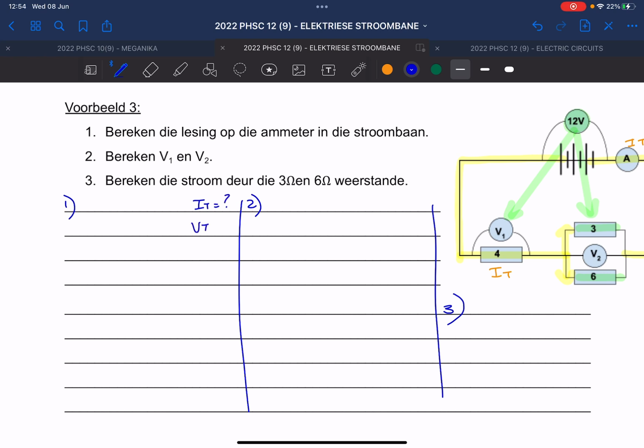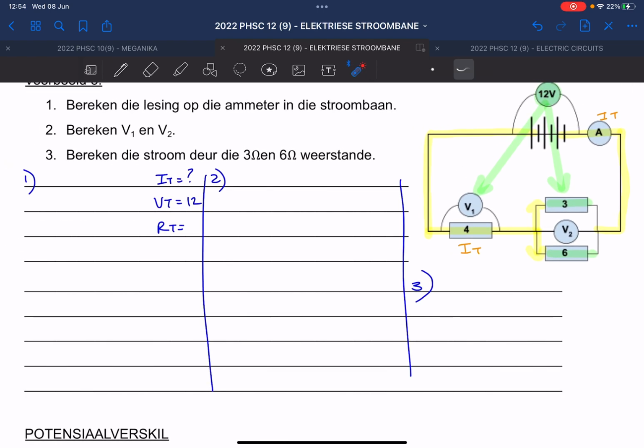For that, we need the total volts and the total resistance. Bruce, wat is die totale volts? 12 volts. And Vanilla, what is the total resistance? Can I just say 4 plus 3 plus 6 gives me 13? Why not? Yes, so we first have to look at the parallel, add them together, and then add that to the series. Okay, so we have 1 over 3 plus 1 over 6. That gives you 3 over 6. Dink ek. Ja.